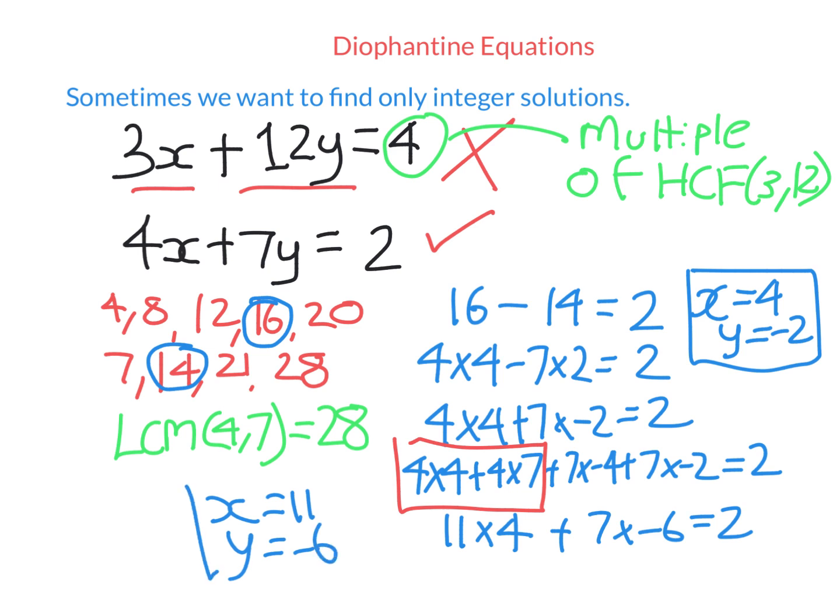That is another solution. So figure out if there are any integer solutions by making sure that this number is a multiple of the highest common factor of these two numbers. Then to find the solutions, find multiples of this number and this number whose difference is this number here, and then you can use the lowest common multiple to find additional solutions.